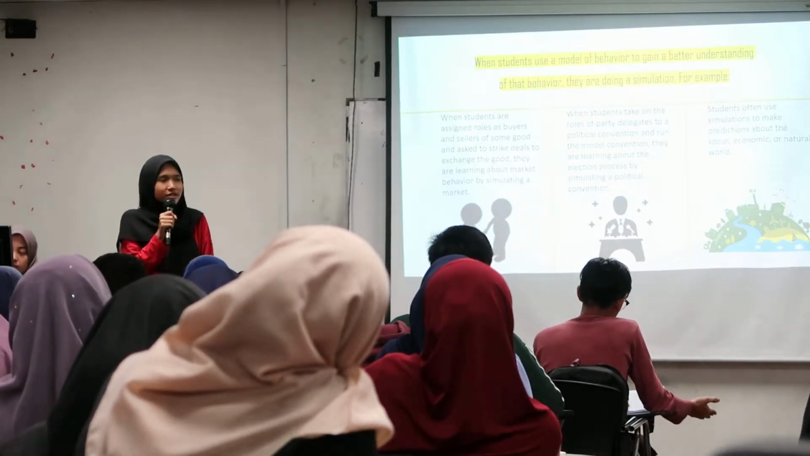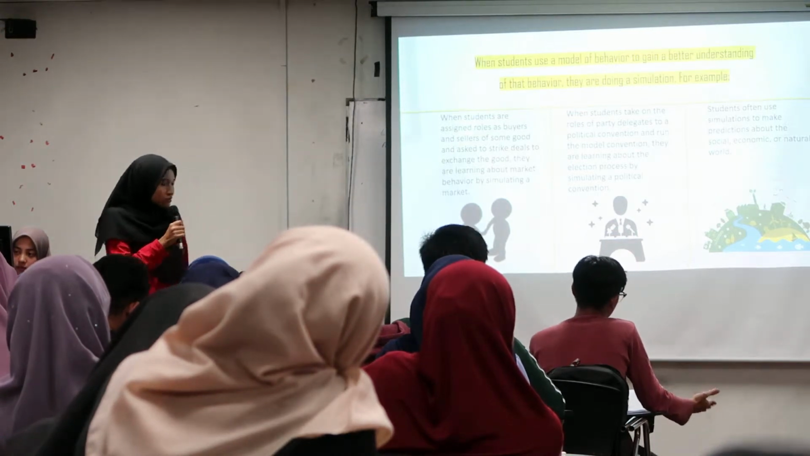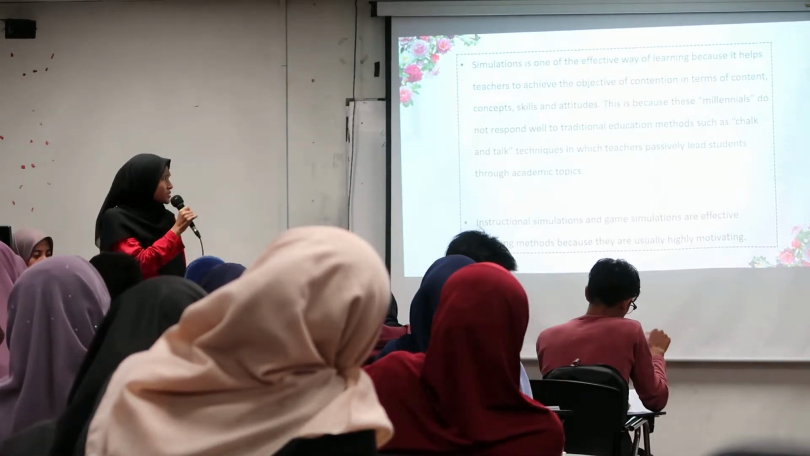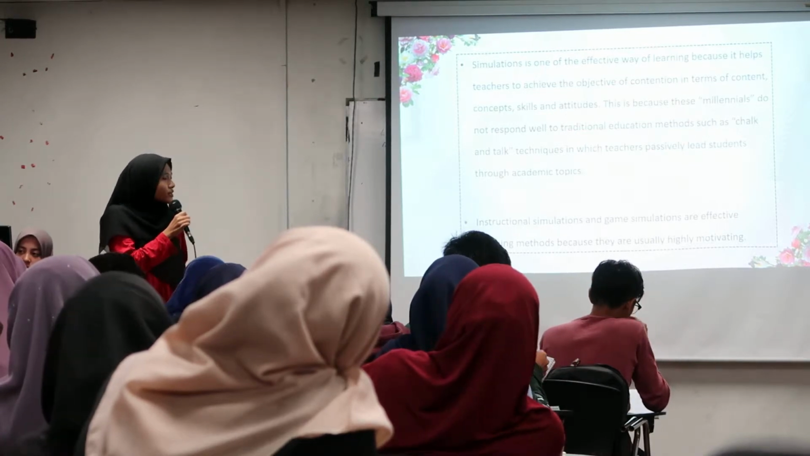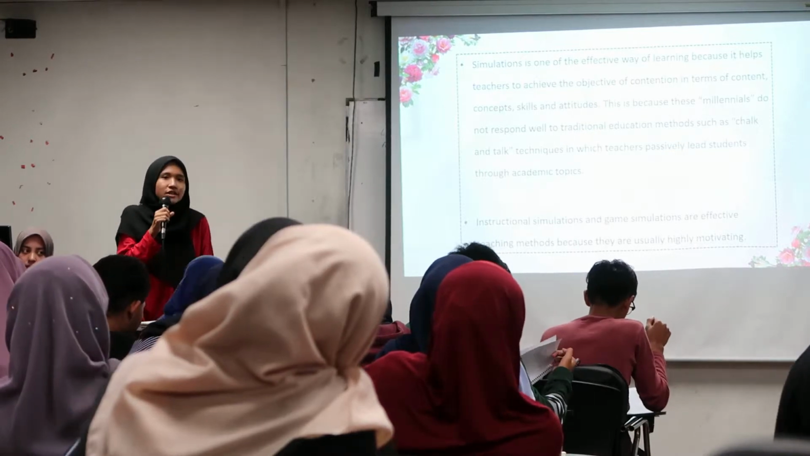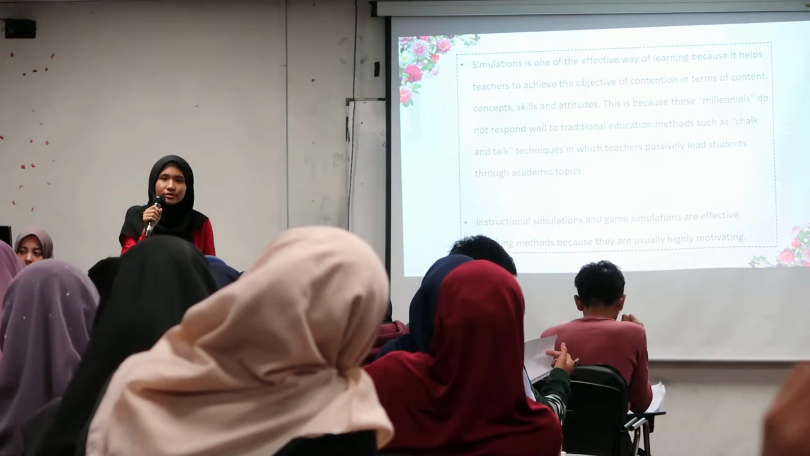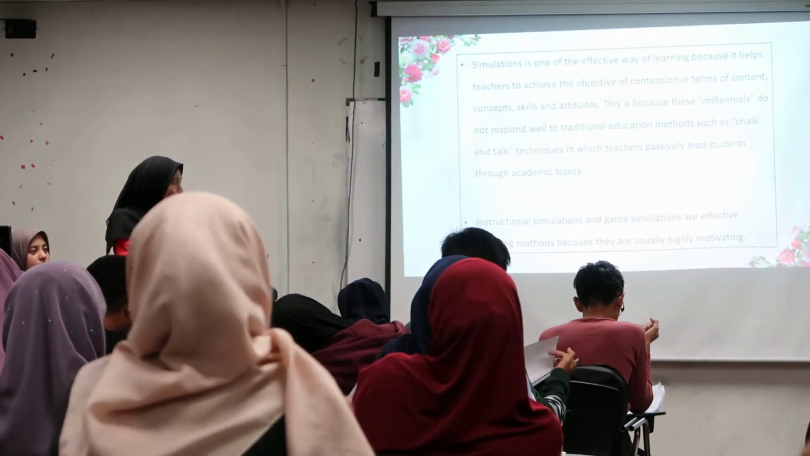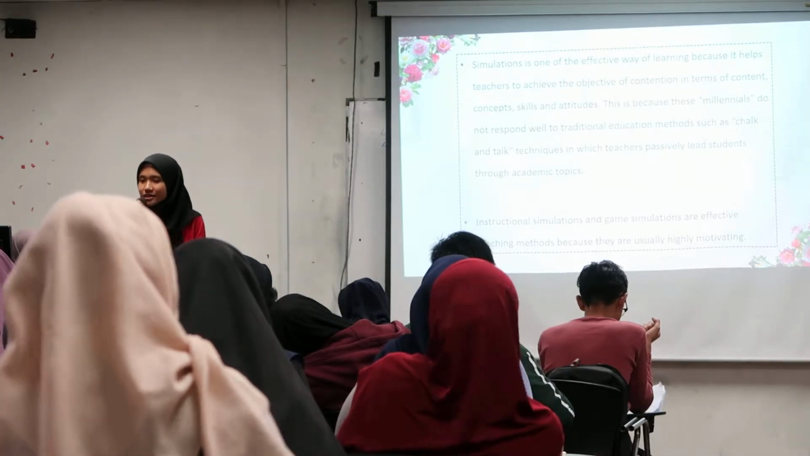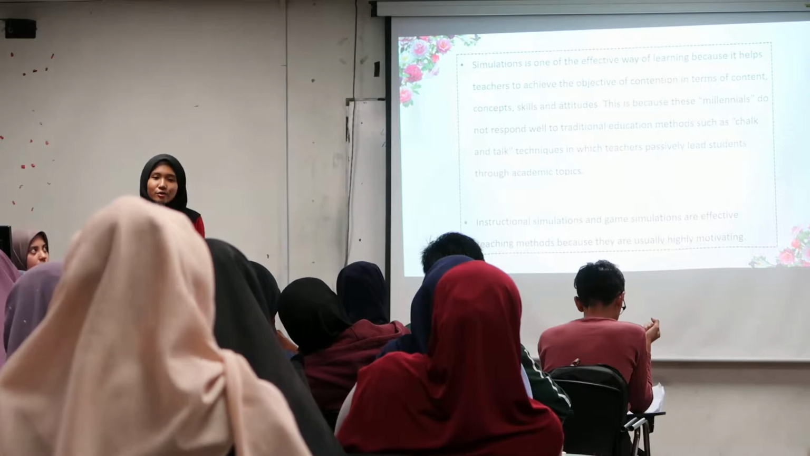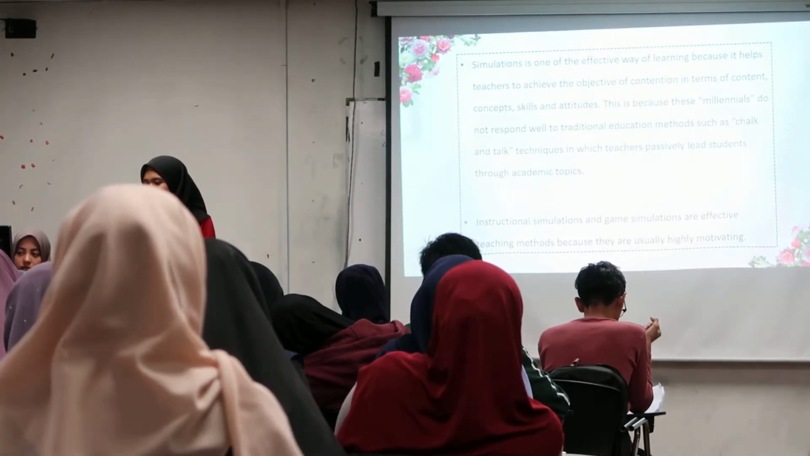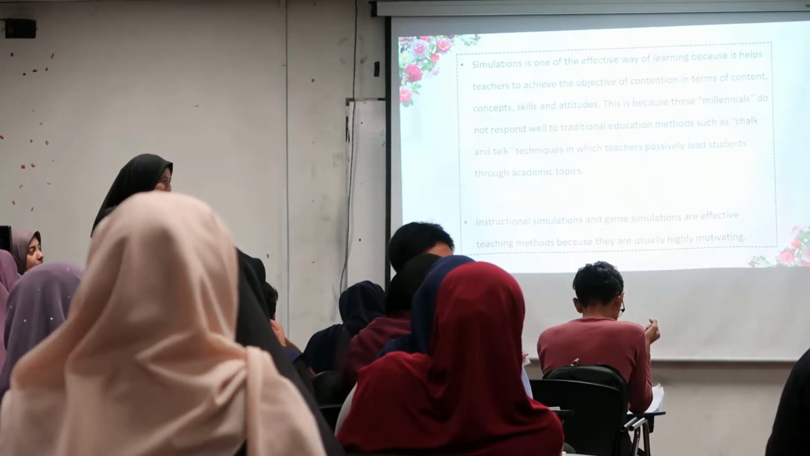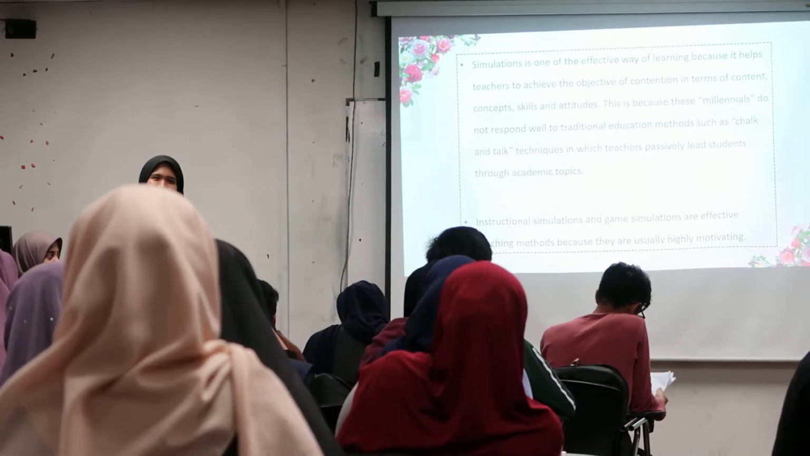Students often use simulation to make predictions about the social, economic, or natural world. Simulation is one of the effective ways of learning because it helps teachers to achieve the objectives in terms of content, research, skills, and attitudes. This is because millennials do not respond well to traditional education methods such as chalk and talk, where the teachers basically lead students through academic topics. It's like when the teacher enters the class, sits in front, and talks for hours until the class ends. Simulation is different because it is student-centered. Instructional simulations and game simulations are effective teaching methods because they are usually highly motivating.